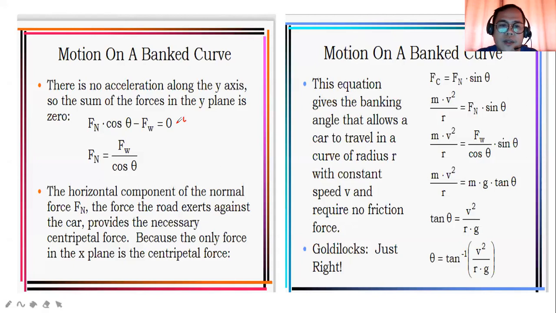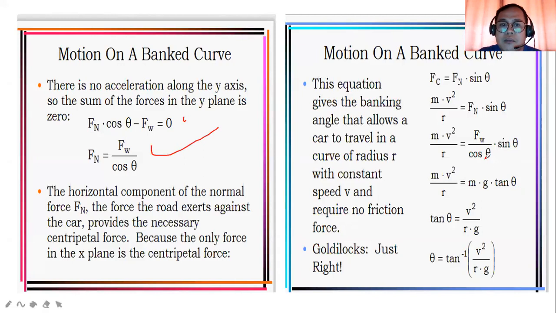This one here. So we have mv squared all over r is mg tangent theta, which is why we have a tangent theta. Sine over cosine is tangent. That is in the trigonometric identities.